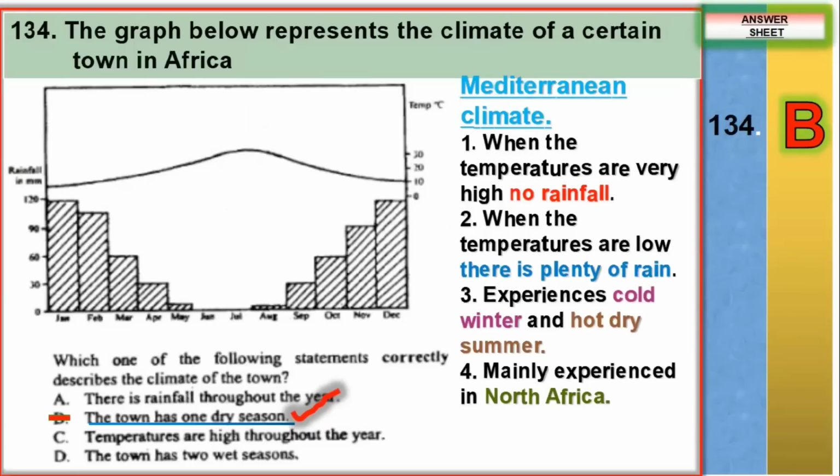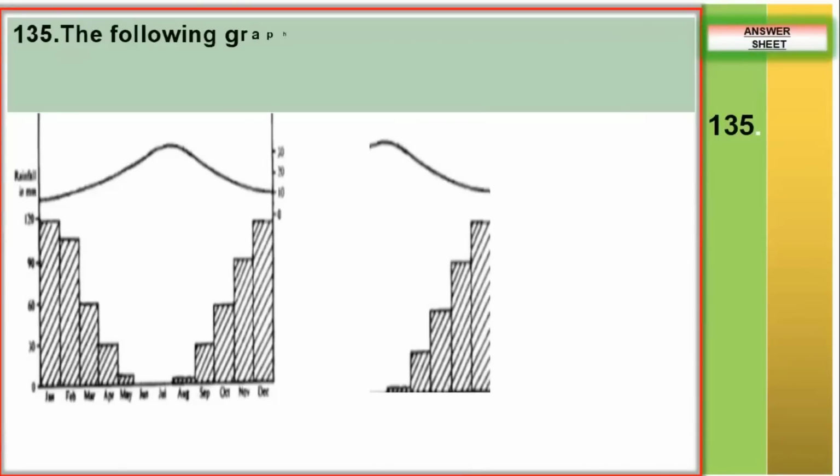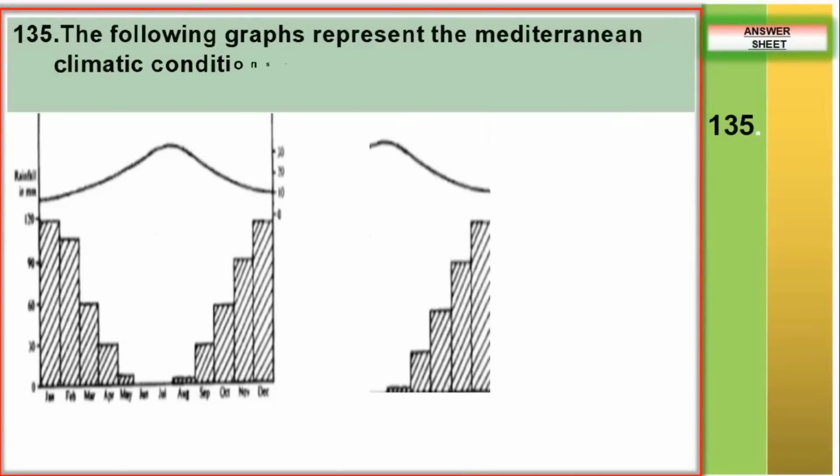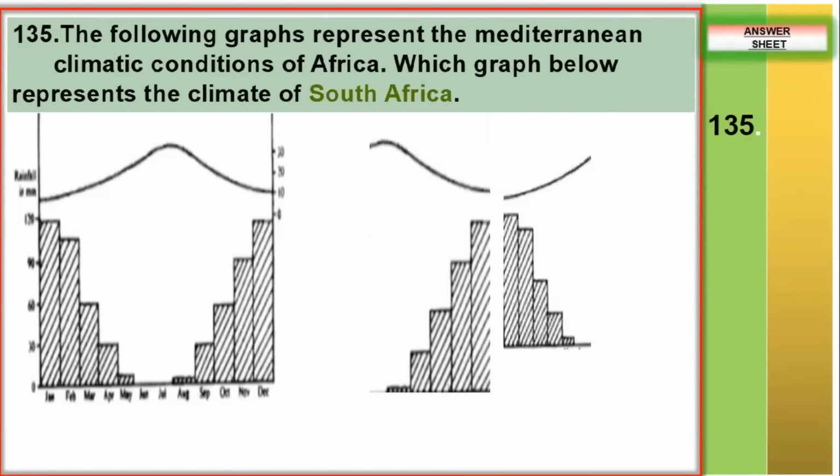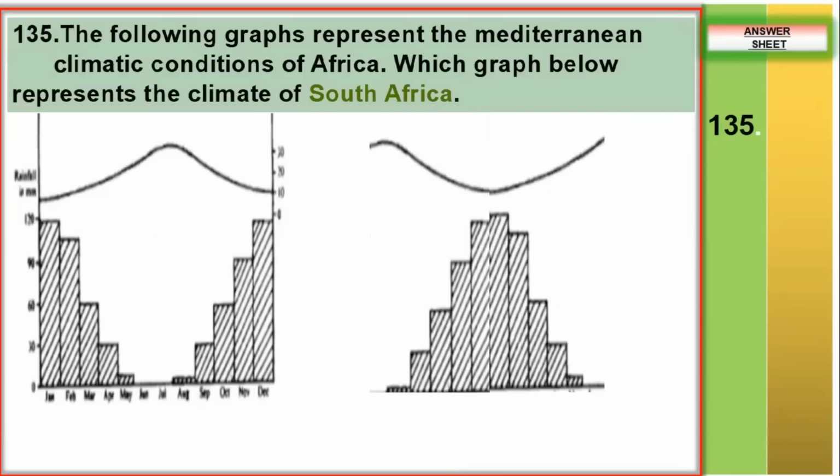Question 135. The following graphs represent the Mediterranean climatic conditions of Africa. Which graph below represents the climate of South Africa? We have two types of Mediterranean climate. We have one that is experienced in North Africa, and the other one is experienced in South Africa.